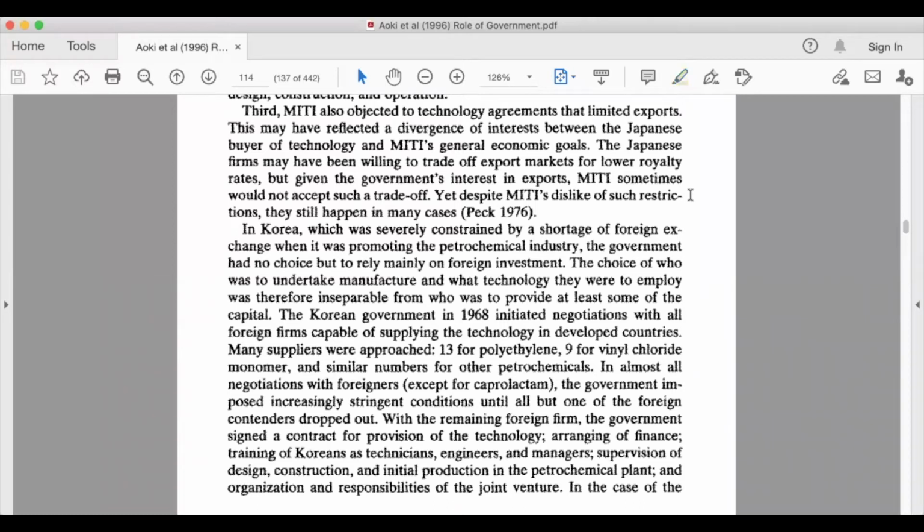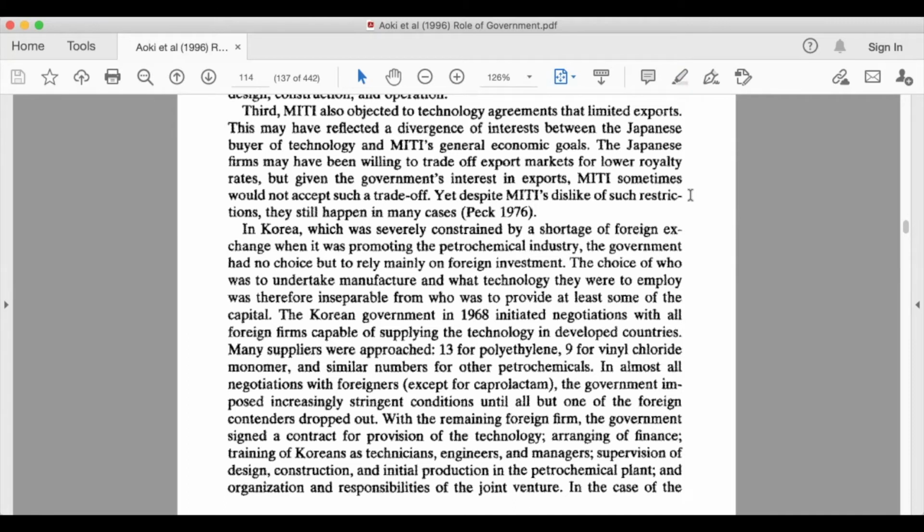Third, MITI also objected to technology agreements that limited exports. This may have reflected a divergence of interest between the Japanese buyer of technology and MITI's general economic goals. The Japanese firms may have been willing to trade off export markets for lower royalty rates, but given the government's interest in exports, MITI sometimes would not accept such a trade-off. Yet, despite MITI's dislike of such restrictions, they still happen in many cases. So, MITI's very strong role in technology transfer, in directing technology transfer, is emphasized.